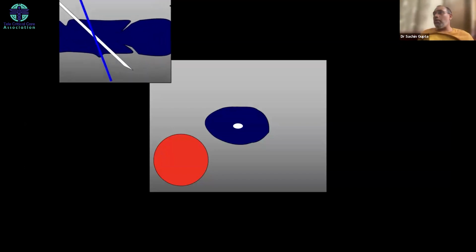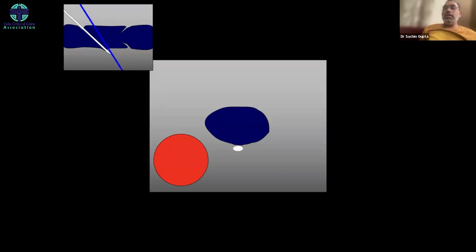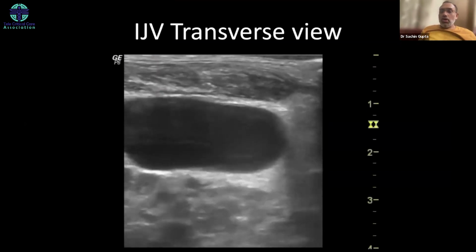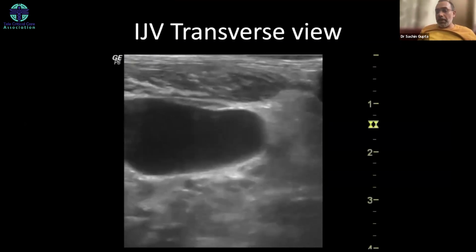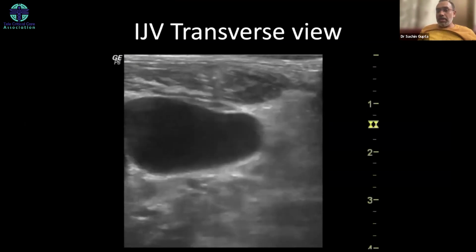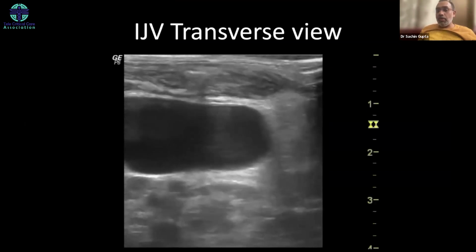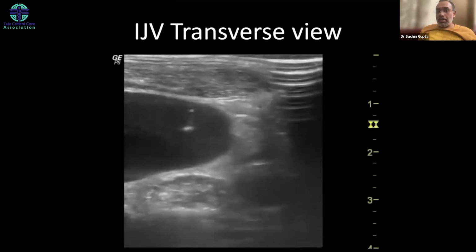This is the biggest problem that I'm talking about: the shaft is being scanned, it appears as a dot, and the needle has crossed the vein, and you don't know what is lying posterior to the vein. So this is how your IJV transverse view appears, right? And if you can see, the needle is being inserted from the top. The needle is inserted, and this is the tip.